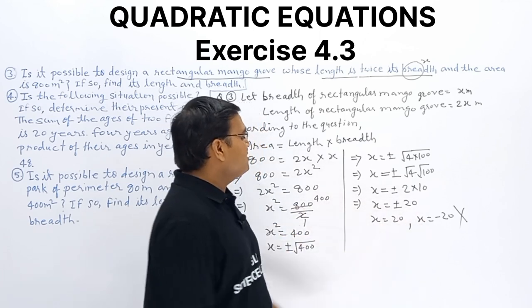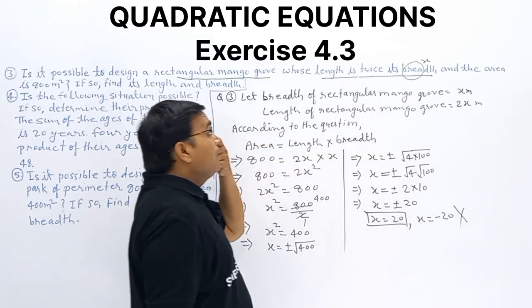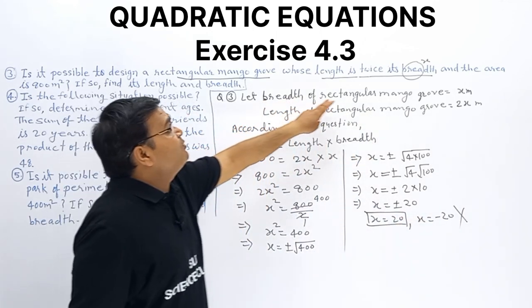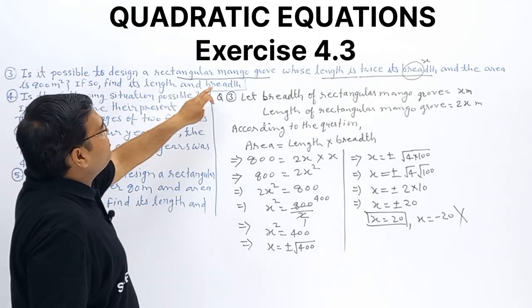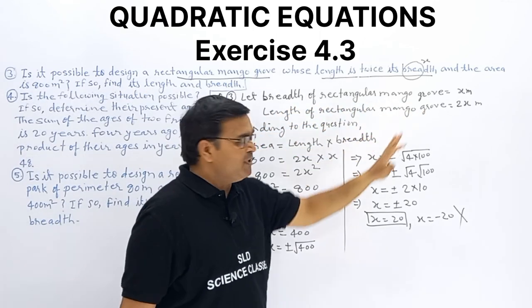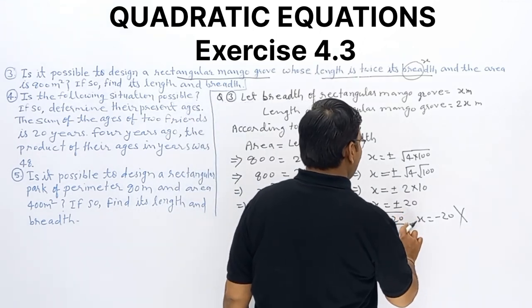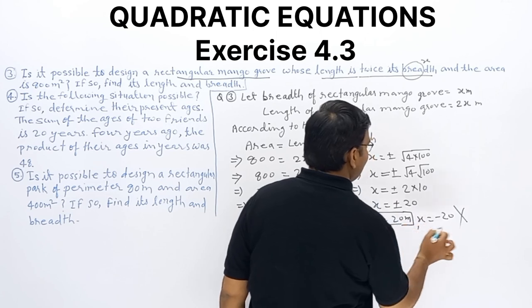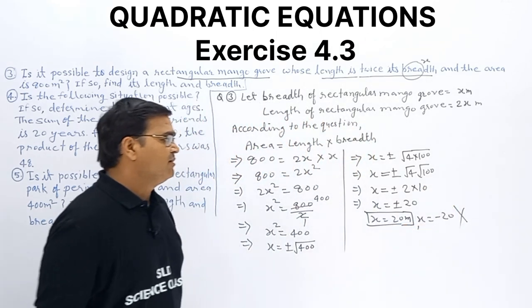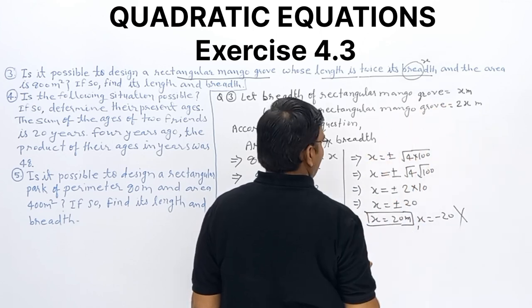So length, this is the answer. X equal to 20. X equal to 20 is what? This is the breadth of the rectangular grove. So what we want? Find its length and breadth. So breadth is X meter and x is what? 20 meter. Right. This is the breadth. Clear? Now put x equal to 20 in the length.